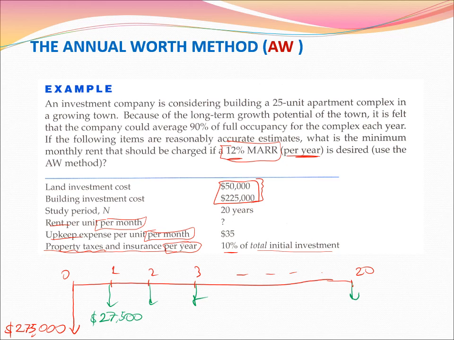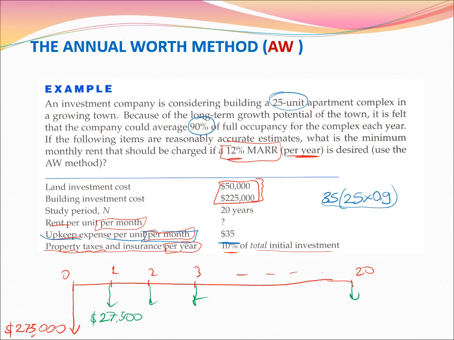Another cost is the upkeep expense, but it is per month. And it's $35 per unit. And how many units are there? 25 units. But the thing is, only 90% of them will be occupied. So for the unoccupied ones, you don't need upkeep expenses. So for 1 month, we will have $35 for 25 units, but the occupied units is 25 times 0.9, 90%.